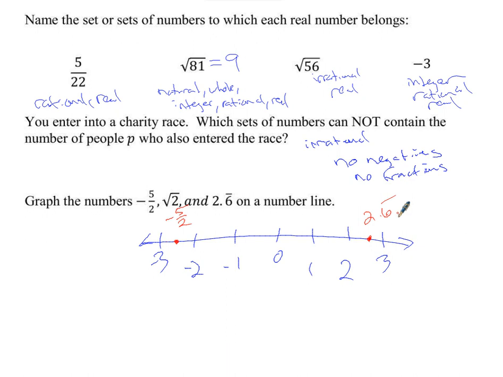So is 2.6 repeating a rational or an irrational number? It's rational. It has a repeating decimal to it. The last one we need to worry about is the square root of 2. You all came through geometry already. So what is the decimal of the square root of 2?